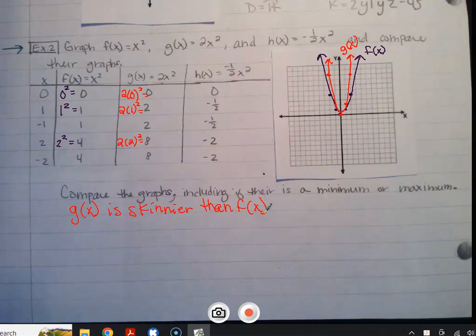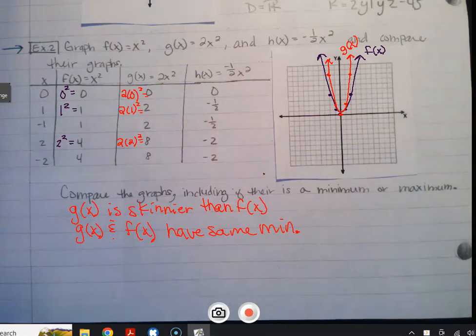What'd you say? They have the same minimum. Okay. G of x and f of x have the same minimum. So I'm just going to put min, period. Okay. Perfect. So now let's do the h of x.